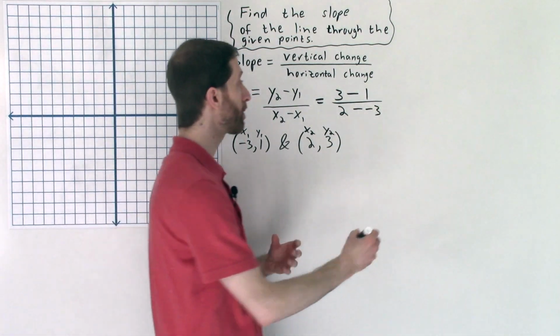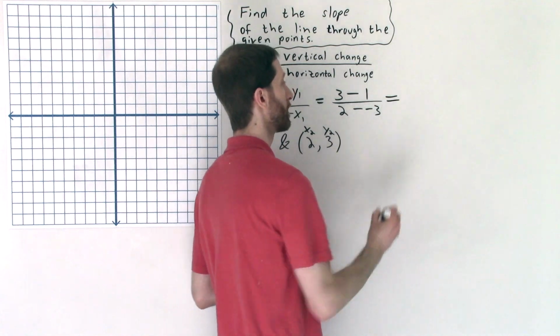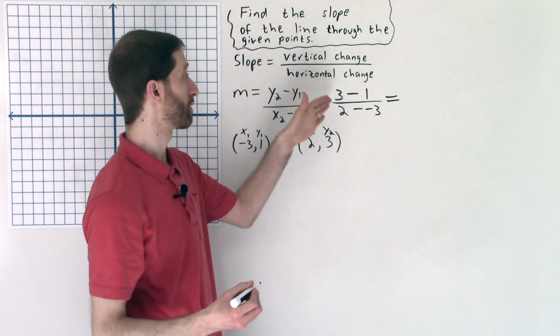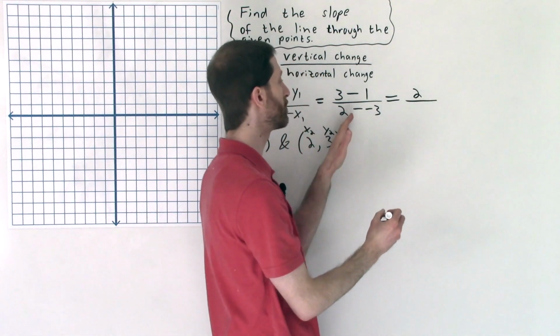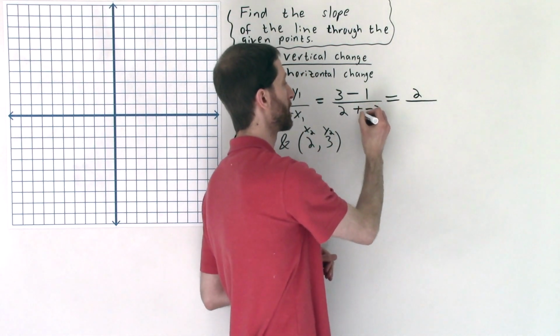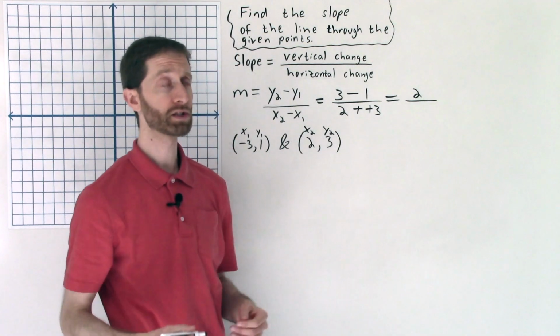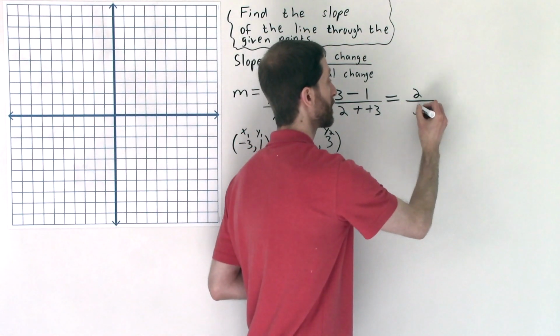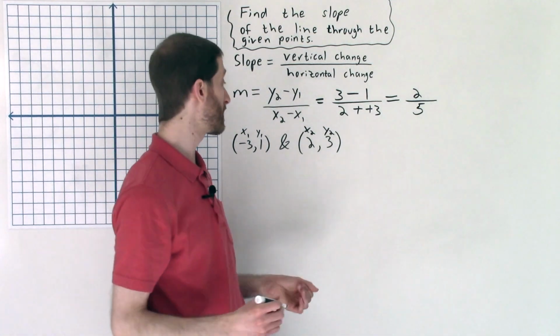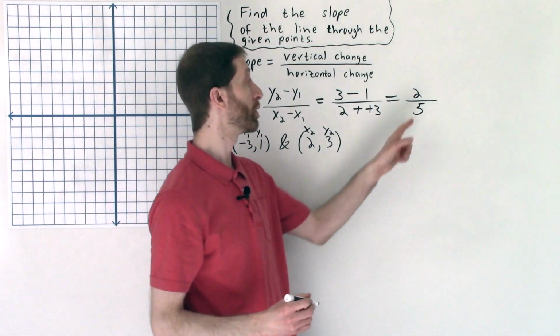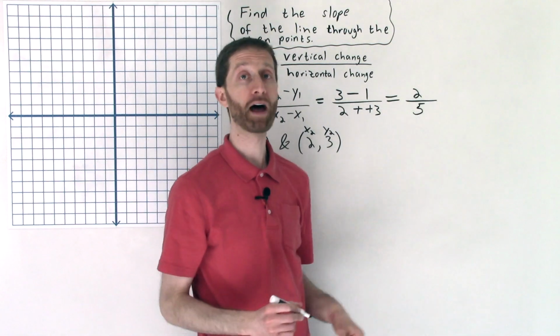Now slow down, do your integer math, don't make any simple mistakes. 3 minus 1 is a positive 2, all divided by 2 minus a negative 3 becomes plus 3. 2 plus 3 is 5. So we have a slope of 2/5. In other words, if I were to plot those points out, we would see that to get from one point to another, we would rise 2 and run 5 to get there.